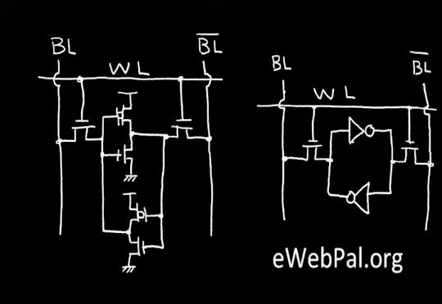Now recall how this cross-coupled inverter works. If I have a low voltage here, the top inverter will convert that low voltage to a high voltage, and the bottom inverter will reinforce that logic state. So this cross-coupled inverter can exist in two different states.